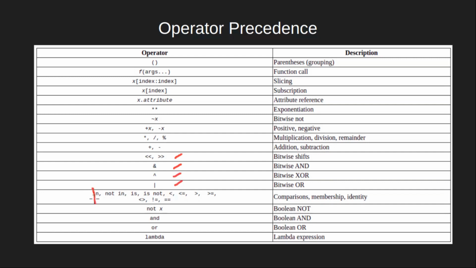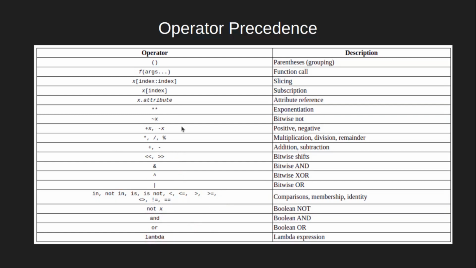Then all the comparison operators that we have seen are at the same precedence. Then Boolean negation. So note this is bitwise not and this is Boolean not. Okay, there's a difference. Bitwise not is negating each bit at the binary level. This not is negating the Boolean value, from true to false, false to true. Then Boolean and and Boolean or, and lambda is something we have not seen, so we'll come back to that later. Fine. So this is the operator precedence, how an expression gets solved.